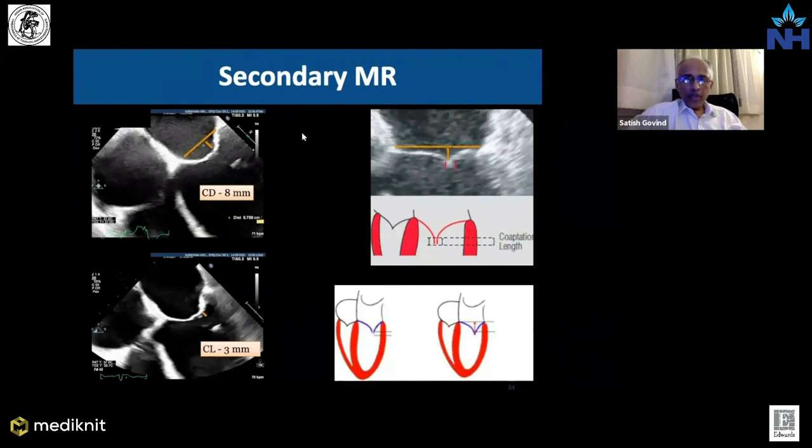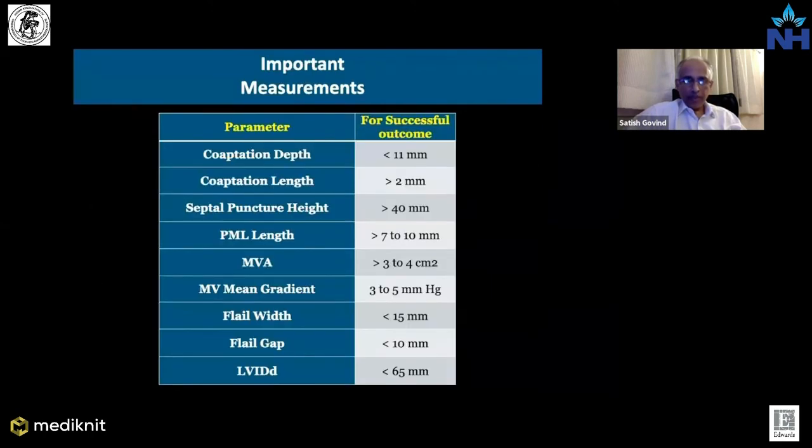For secondary MR, the focus is on a different set of parameters. So the focus here is the coaptation depth. So this is the baseline here, where the annulus plane is. And then from here, if you measure from this point to the coaptation, this is the coaptation depth. And a small bit of tissue which projects out, this is the coaptation length. And this is again a zoom view, and this has to be measured.